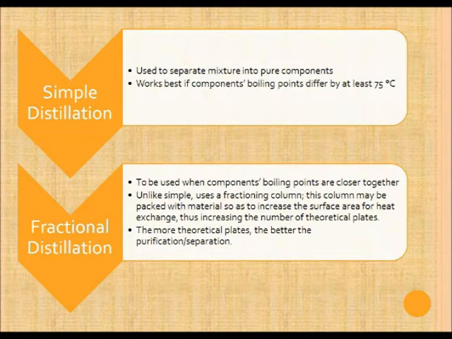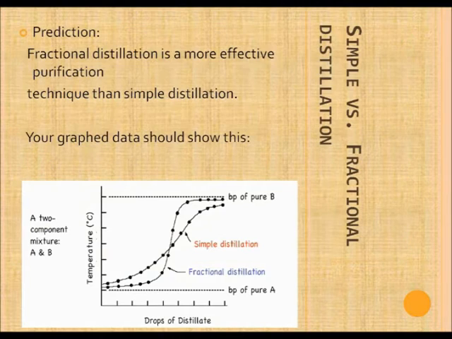Simple distillation is used to separate mixture into pure components, and it works best if components' boiling points differ by at least 75 degrees. On the other hand, fractional distillation is used when components' boiling points are closer together. Unlike simple distillation, it uses a fractional column, which may be packed with materials so as to increase the surface area for heat exchange, thus increasing the number of theoretical plates. The more theoretical plates, the better the purification separations.